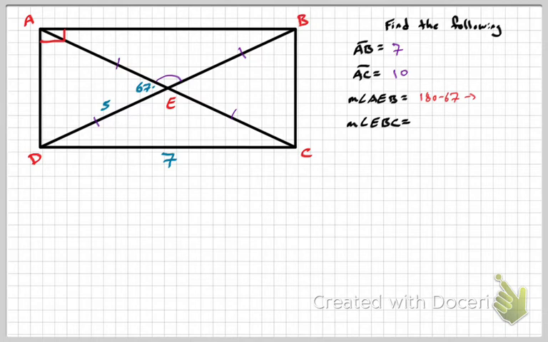That gives me 113 degrees. And then finally, EBC. EBC is this angle right here, okay? Now this one's a little bit tricky, so you kind of piece it together a little bit. Well, I know that this angle here is also 67 degrees because it's vertical with the 67 on the left.